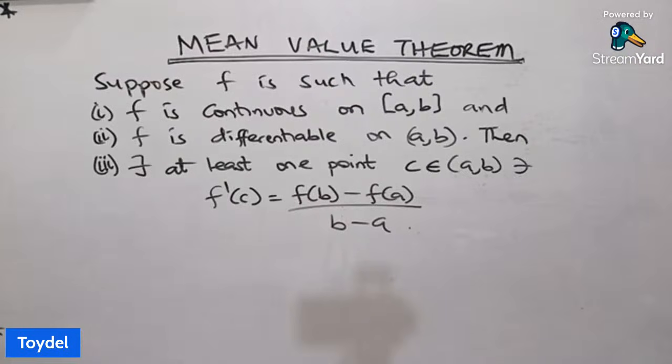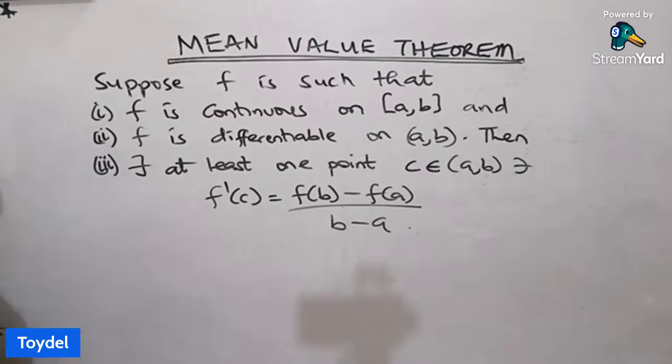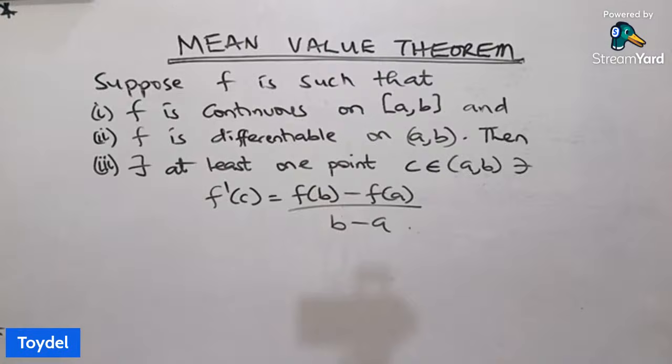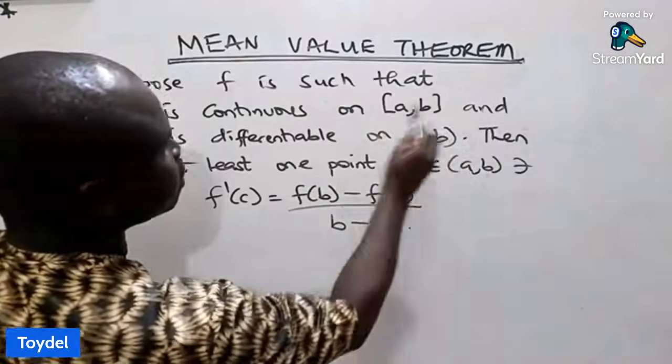Today we want to look at the mean value theorem. So what does the theorem state? The mean value theorem states that suppose f is a function such that, first, f is continuous on a closed interval [a, b]. Then the second one, f is differentiable on an open interval (a, b). This is an open interval, this is a closed interval.